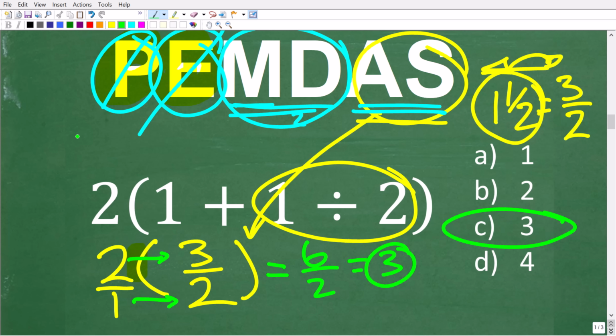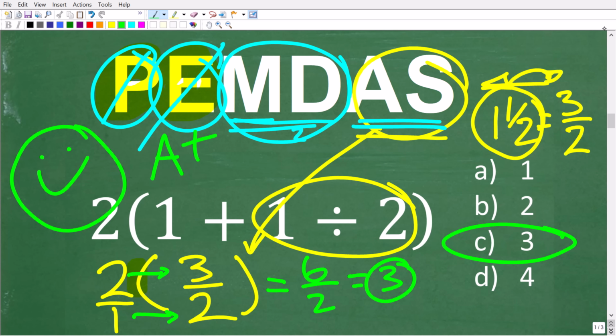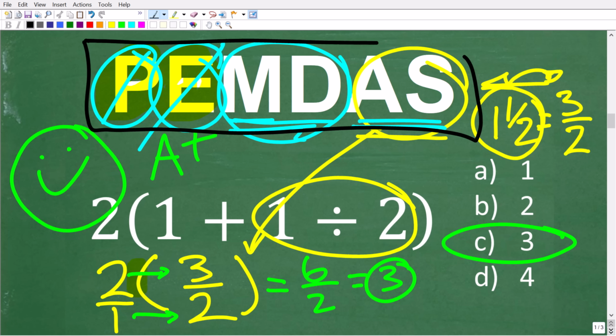Okay, now if you knew what you were doing and got this right, I definitely have to give you a nice little happy face and an A+. That is fantastic. Now, don't feel bad if you got this wrong, because a lot of people, believe me, mess up PEMDAS. I've been teaching math for decades, and even people that are taking advanced math can lose sight of PEMDAS. So if you really want to master basic mathematics, you got to understand PEMDAS.